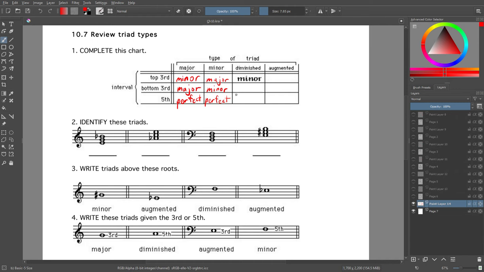Now with diminished, all thirds are going to be minor, and diminished is named after the fifth. And for augmented, all thirds are major, and the triad is also named after the fifth.